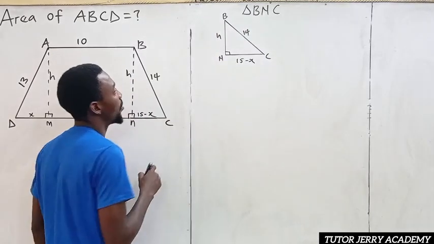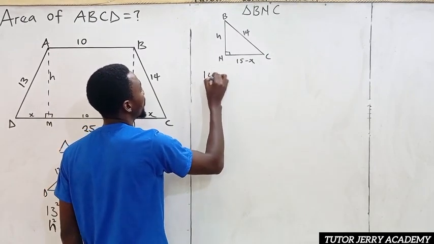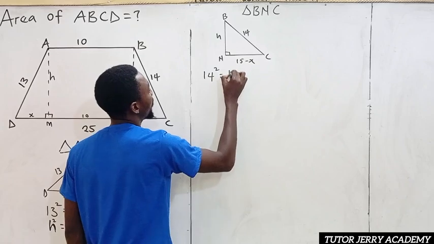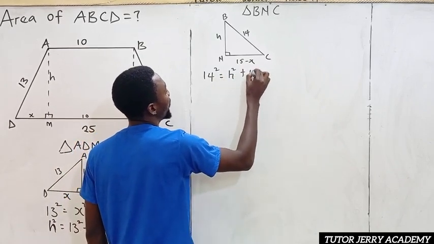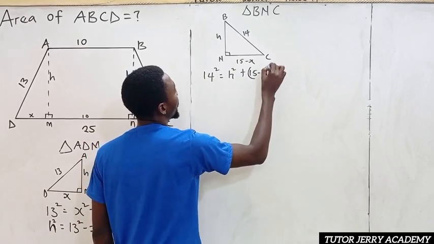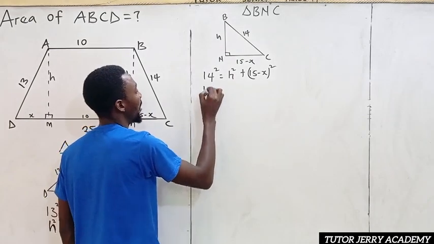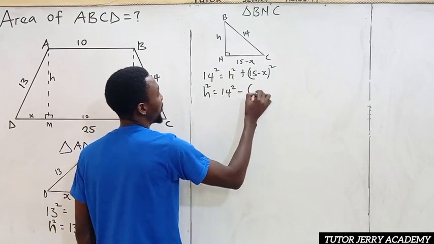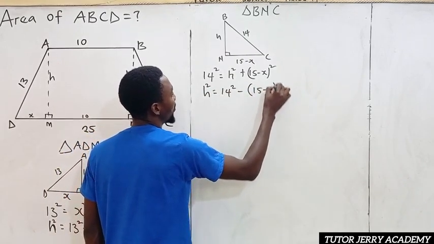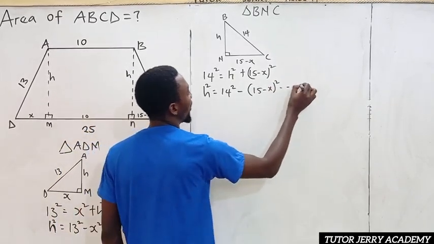All right. So if we apply Pythagoras theorem here again, it's going to be 14 square equals H square plus 15 minus X all square. So if we make H square the subject here again, we are going to have H square equals 14 square minus 15 minus X all square. So if we call this one our equation number 2.